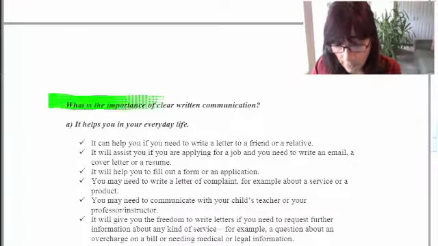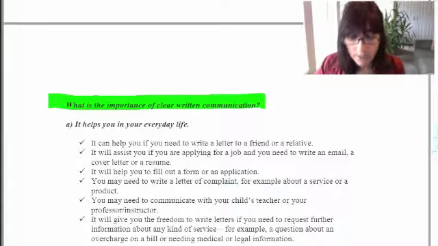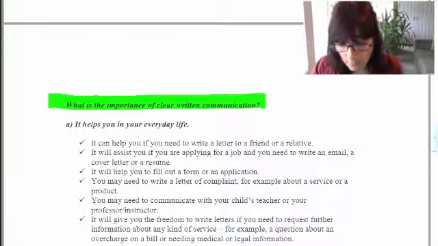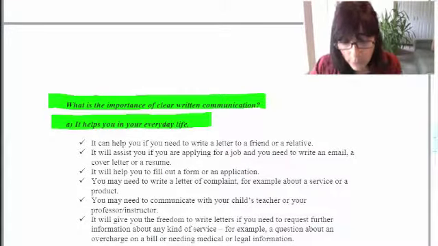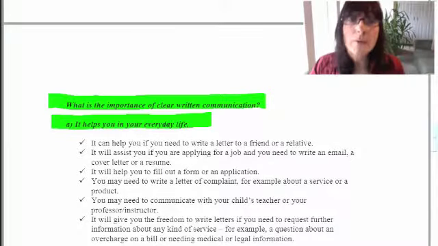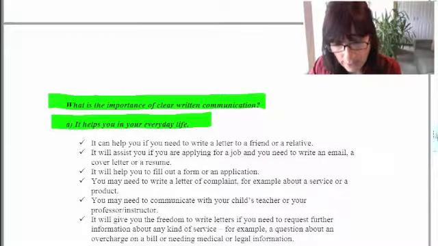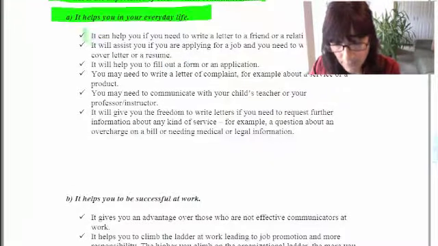So let's take a look at, why is it important to clearly communicate in your writing? Where is the importance of clear written communication? Well, let's take a look. One is, if you write well, it will help you in your everyday life. And let's look at different reasons why.